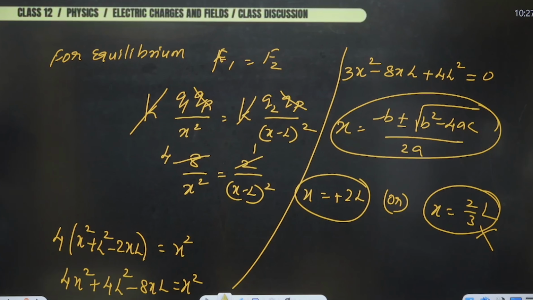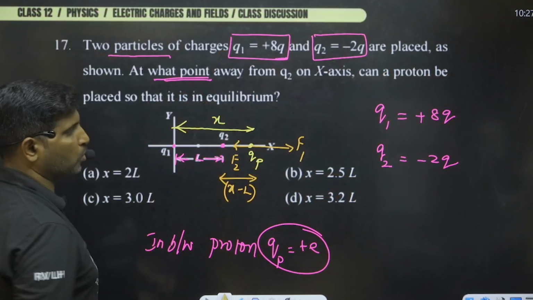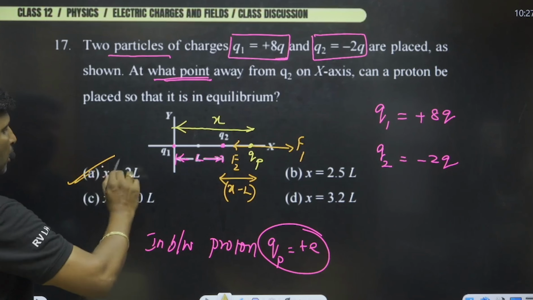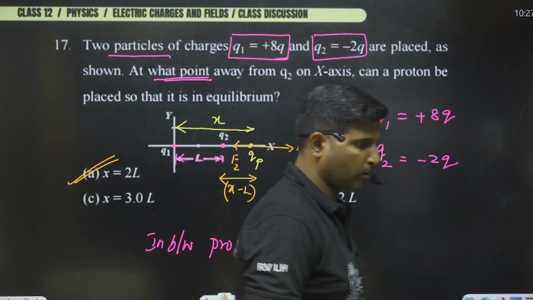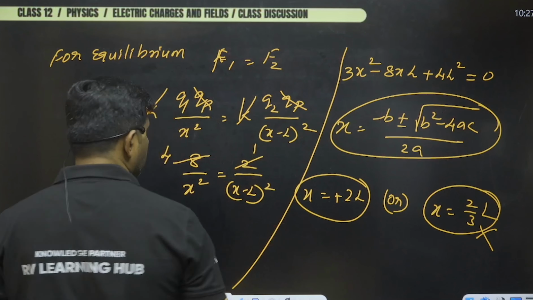x is equal to 2L. Is it right? 2 by 3 L in the sense it will come in between the two charges, which is not possible. Therefore, we can go with option A as the right answer. So please solve this calculation here.